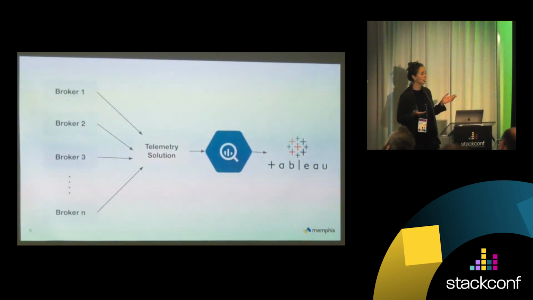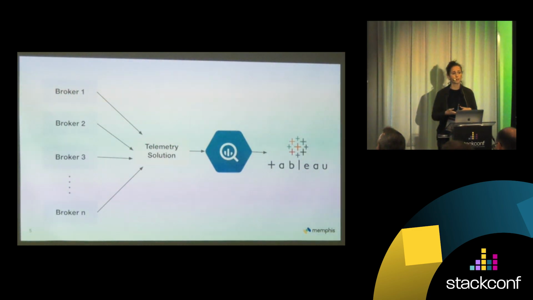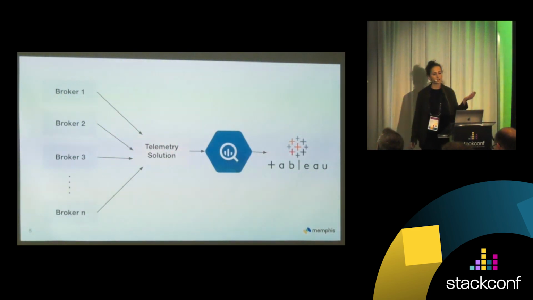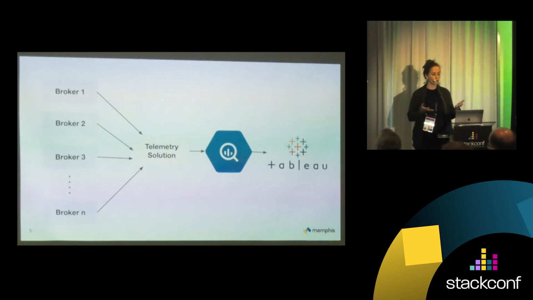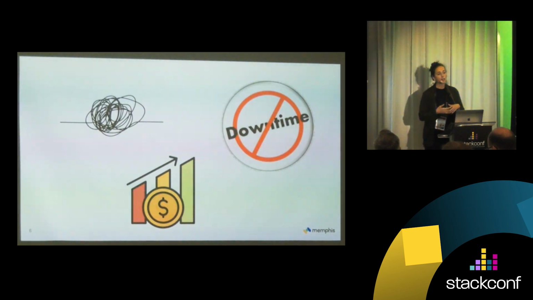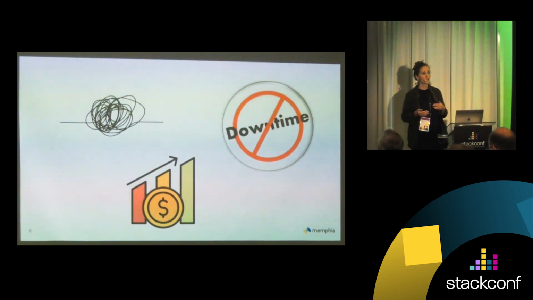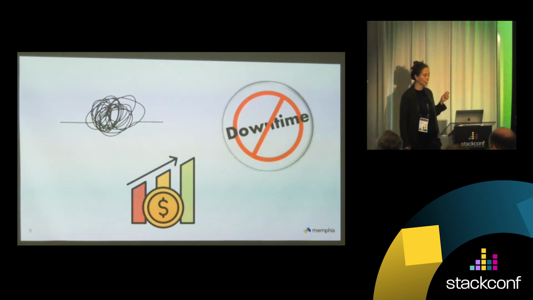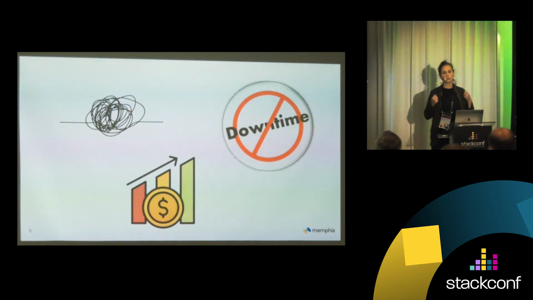So we chose a managed solution, and basically the brokers of the users sent these messages, these telemetry traces, to the telemetry solution. And we wanted to manage everything in one place, so the data moved to BigQuery in order to see it in Tableau. Then we started to experience downtimes. As usage increased, the pricing increased, and it was a little bit too complicated for us to use all the built-in features in the solution.